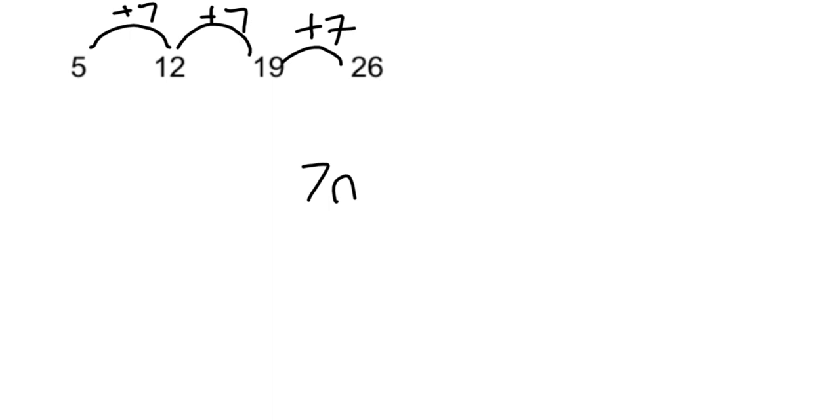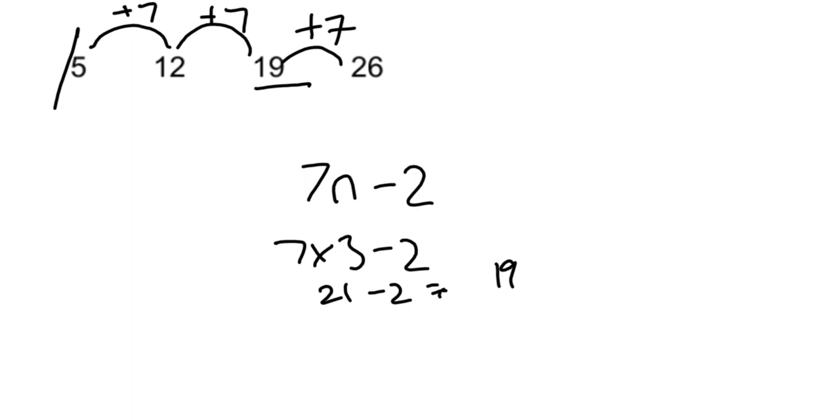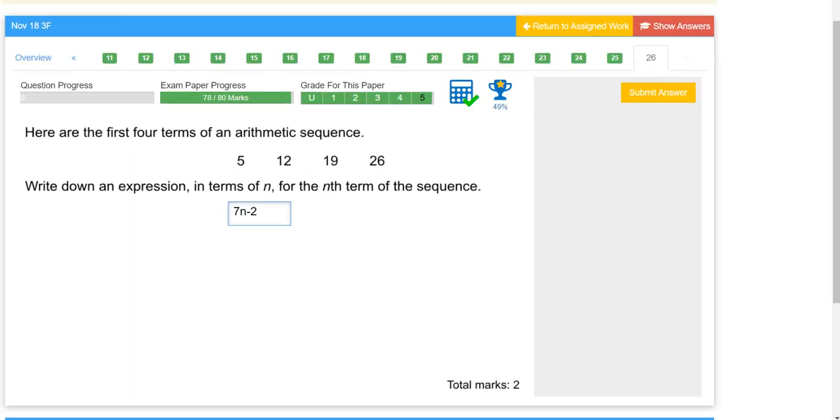And then what about the starting point? If I go back 7, I end up with minus 2. So it looks like that's going to be 7n minus 2. Let's check it. What about my third term? If I did 7 times 3, take away 2, would I get 19? That's 21. Take away 2, and it does indeed give me 19. So 7n minus 2 looks like that is my last question. So I'll hit submit, and there we go.